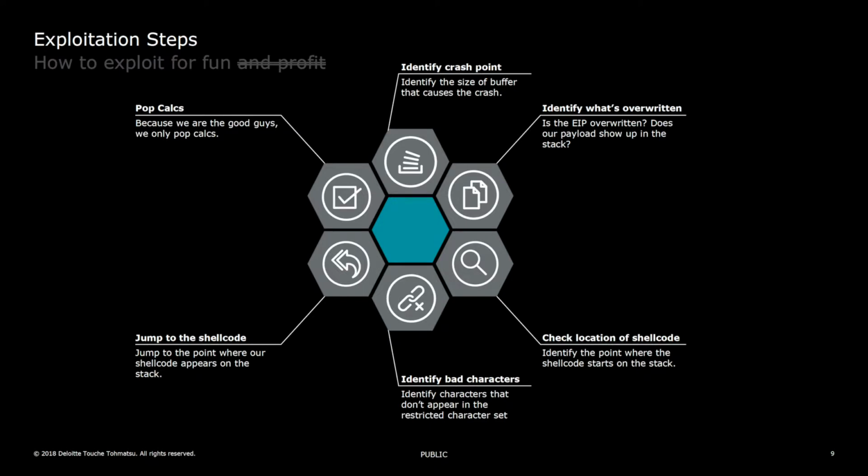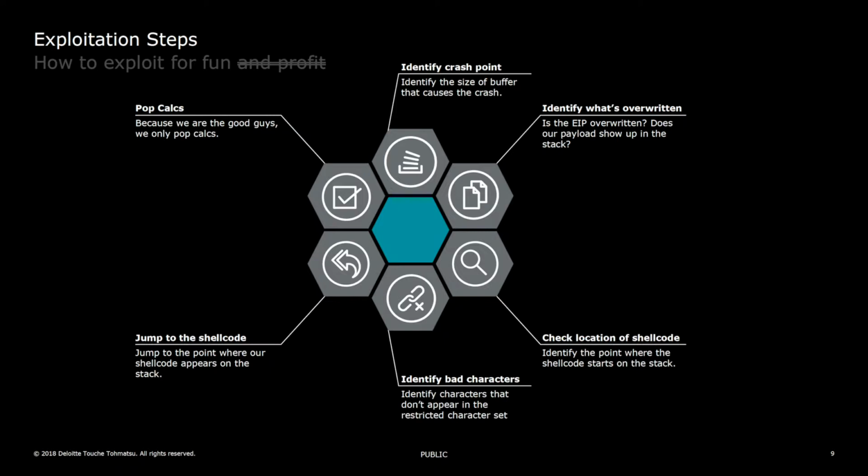So the way we generally approach writing buffer overflow exploits would be, firstly, you identify a crash point in an application. A crash point is found by fuzzing the application with varied length of input, just to observe where the application crashes. Then you identify what's overwritten: what overwrites into EIP, and where our shellcode lies on the stack. And then we check the location of the shellcode, essentially the point where the shellcode starts on the stack.